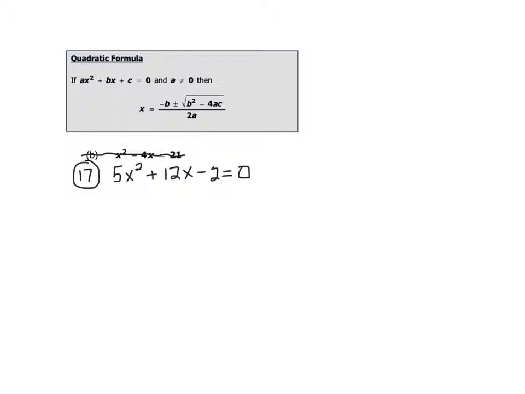Okay, let's go through one more example together. The example that I've written here on this slide is actually number 17 from your homework: 5x squared plus 12x minus 2 equals 0. And remember our steps. The first thing we want to find is A, B, and C. A is the number in front of x squared, which is 5. B is the number in front of x, which is 12. And C is the number by itself, which is negative 2. So now we're going to put these into our formula.